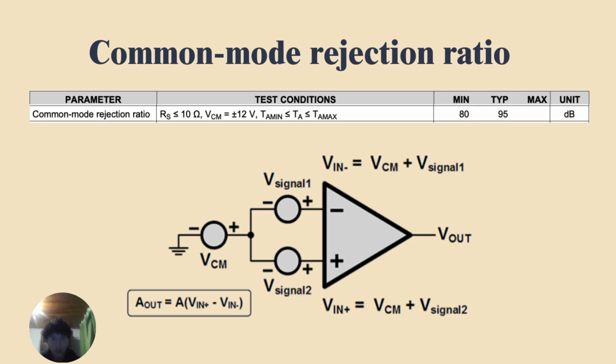The CMRR quantifies how well the op-amp suppresses this unwanted signal, and it's typically expressed in decibels. A higher CMRR indicates better performance, meaning the op-amp is more effective at rejecting interference and noise that might be picked up equally on both inputs. A typical CMRR value for commercial op-amps ranges from 60 decibels to 120 decibels, while high-precision op-amps can exceed 140 decibels. For the LM741, the minimum value in decibels is 80 and the typical is 95.